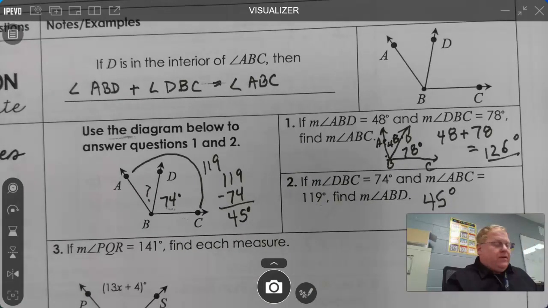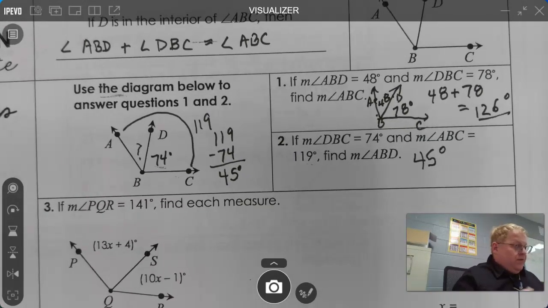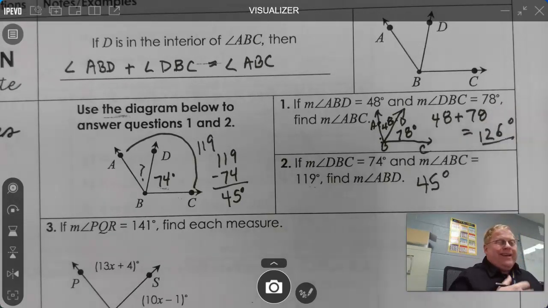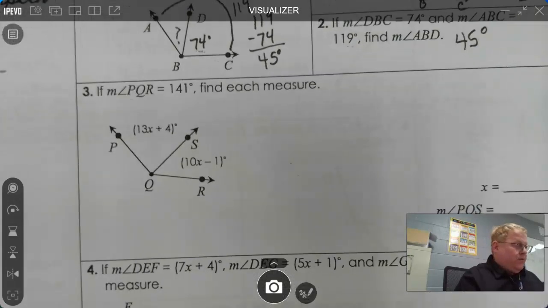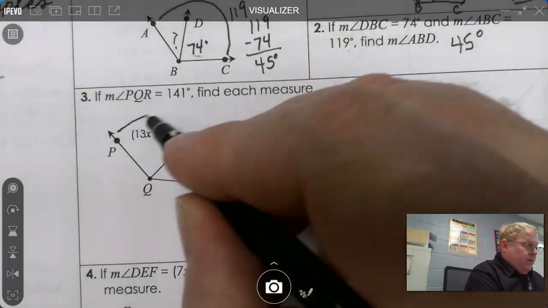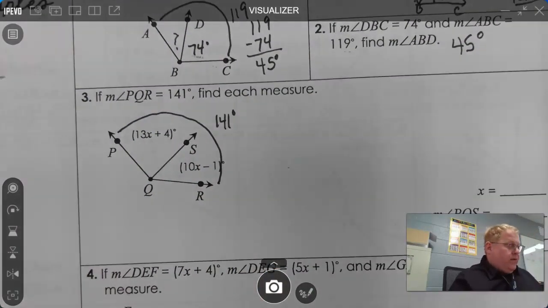So you're either going to do an addition problem or a subtraction problem. Now, when we start applying algebra, we still think of the same ideas, except we've got letters involved. You can see what we just did up here with numbers, we're applying that same thought process with the algebra. It says here PQR is 141. So all of this is 141, and they want to know, how do I find x?